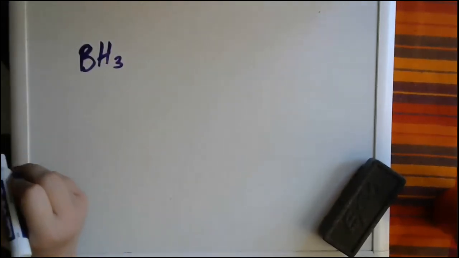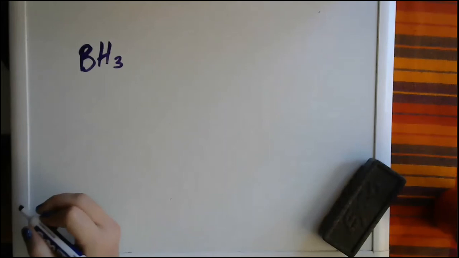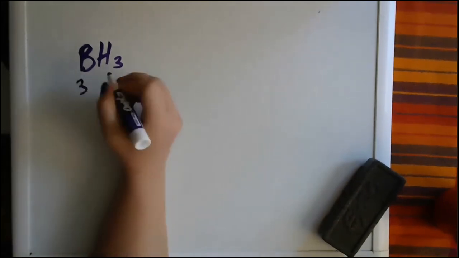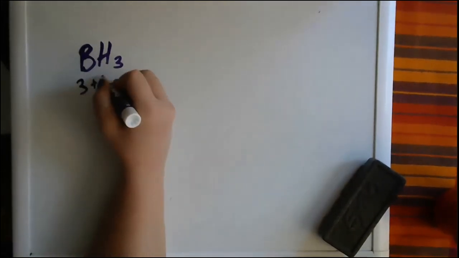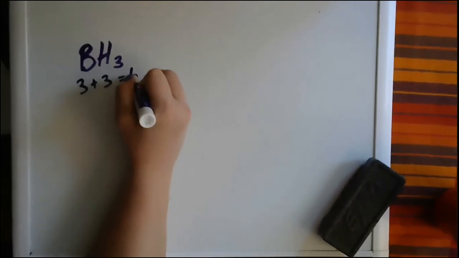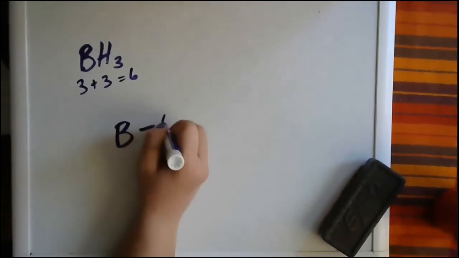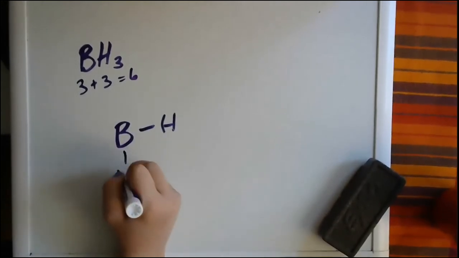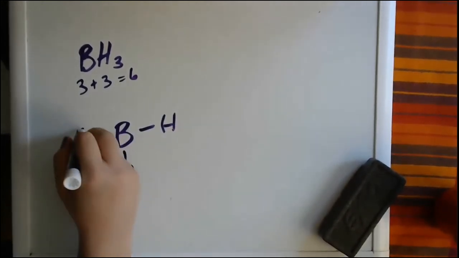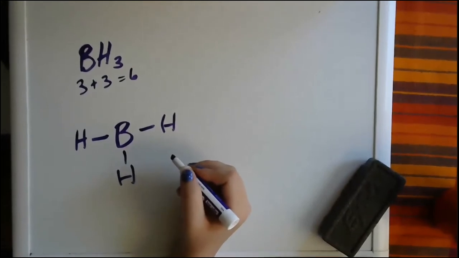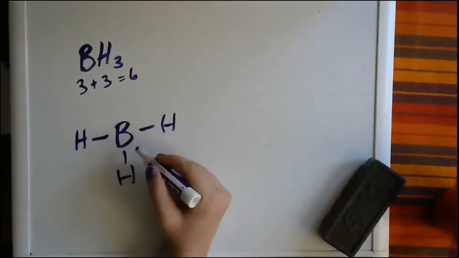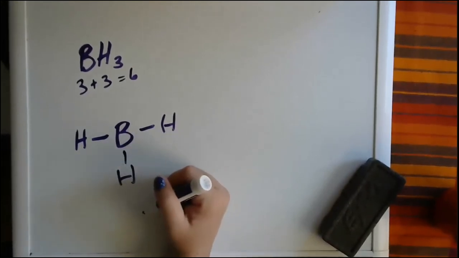Boron is in group 3A, so it has 3 valence electrons. Each hydrogen will have a valence electron, so that's 6 total. Hydrogen has to be terminal, so boron will be in the middle. And what happens after we attach each hydrogen? 2, 4, 6. Well, we ran out of electrons.